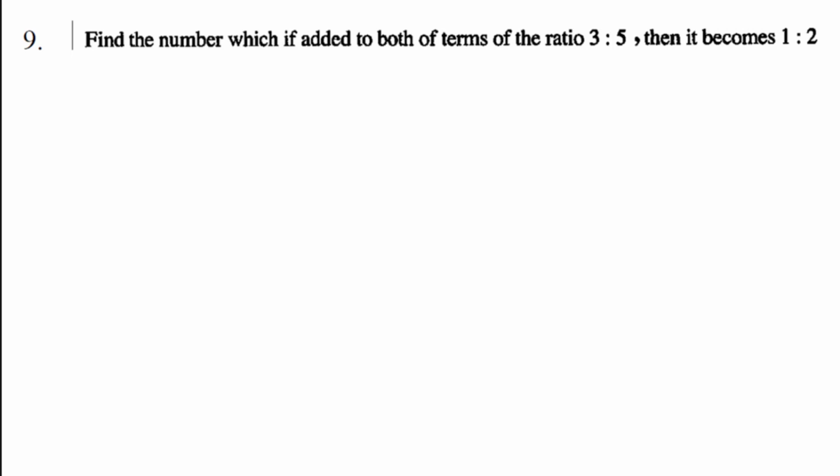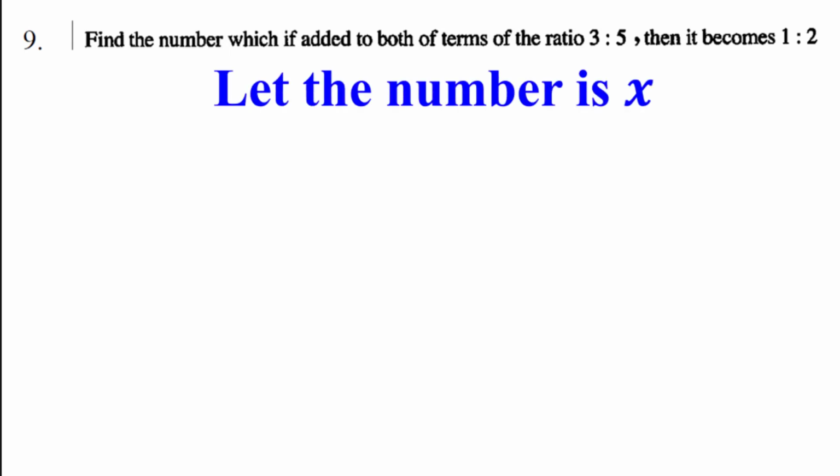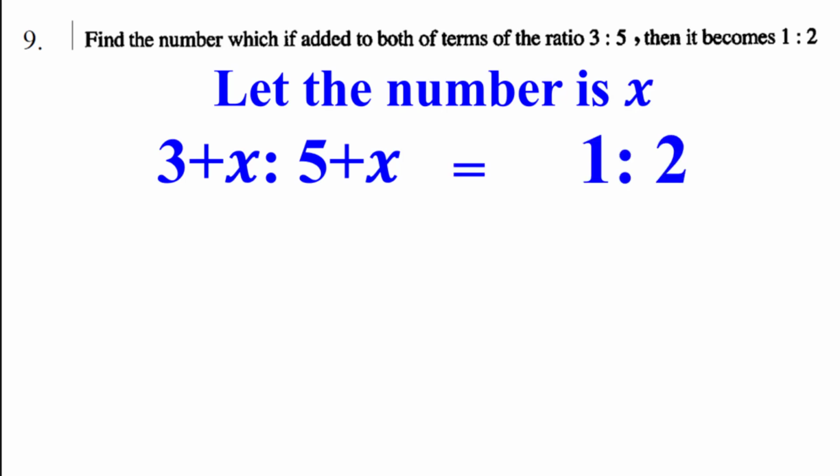Number 9, find the number which is added to both terms of the ratio 3 to 5, then it becomes 1 to 2. Becomes means what? Means equal. We studied before. Let the number be x. Now add x to the two terms of the ratio 3 to 5. Now 3 plus x to 5 plus x equals 1 to 2. We will get here that 3 plus x to 5 plus x equals the ratio 1 to 2, which is 1/2.